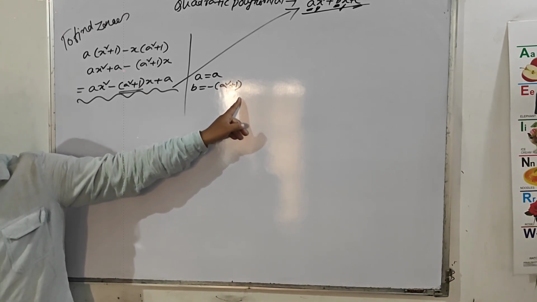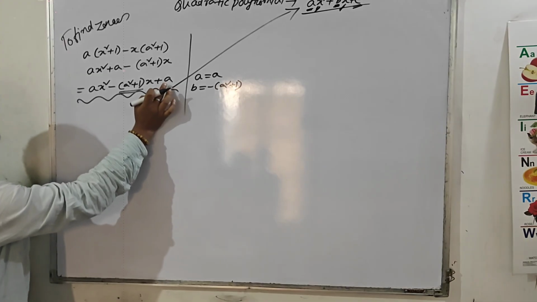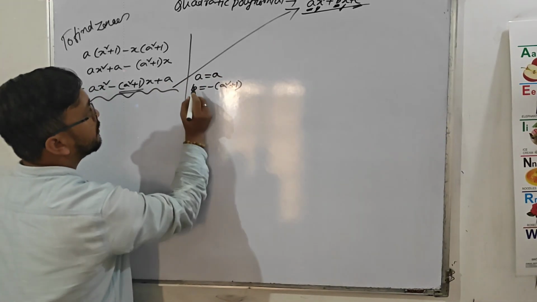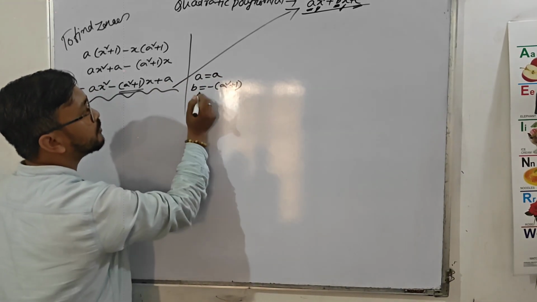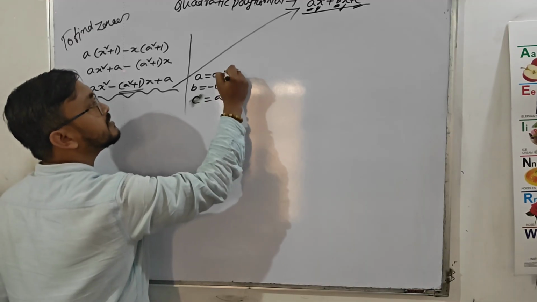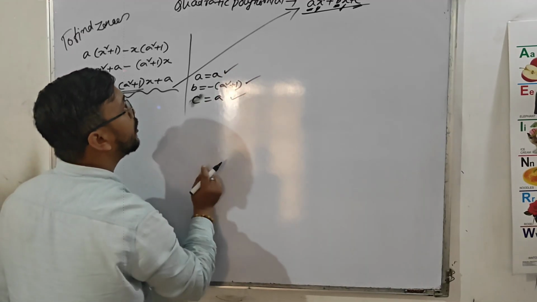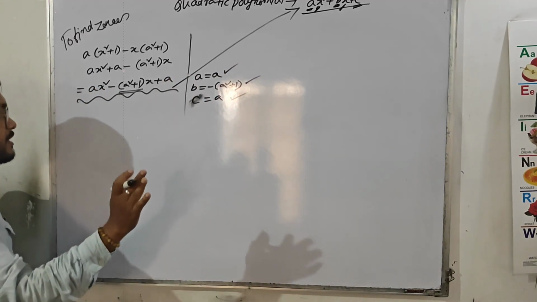Comparison, did you understand? And in place of constant term, what we have? That is also a. This is a, this is b, this is c. Okay, fine. A and c values are same.